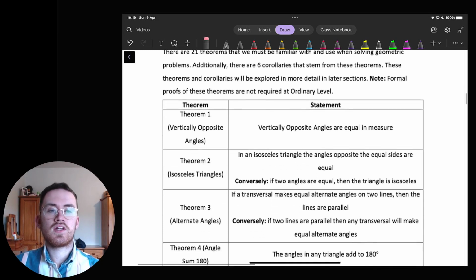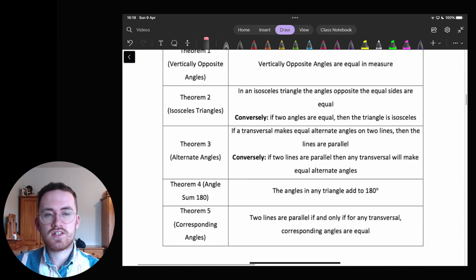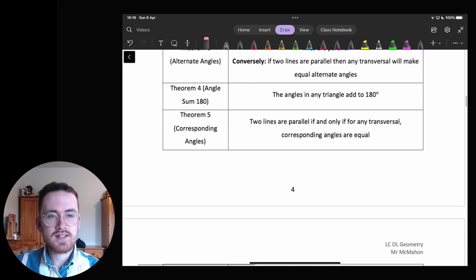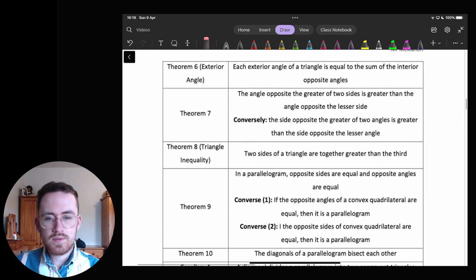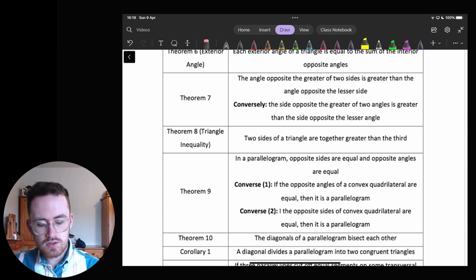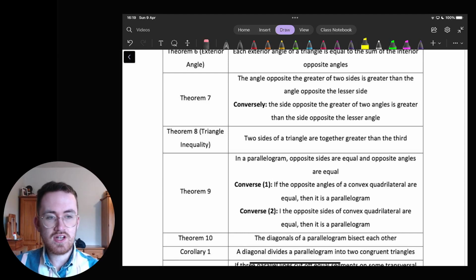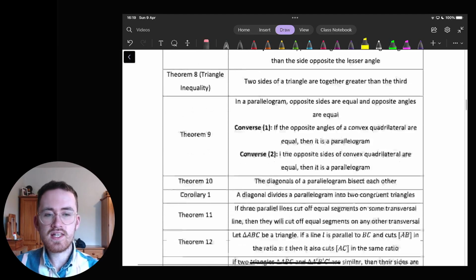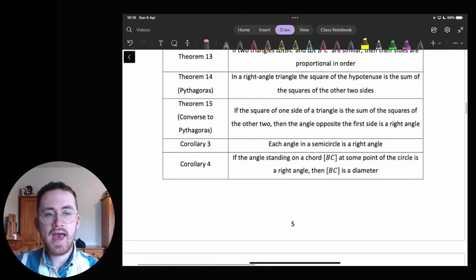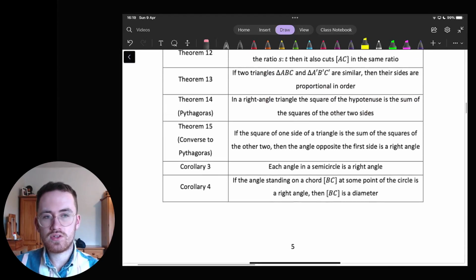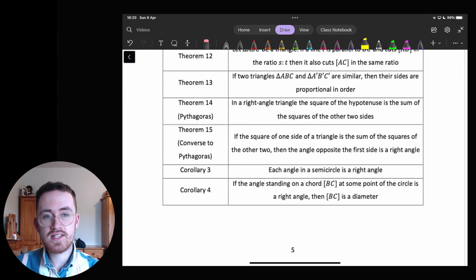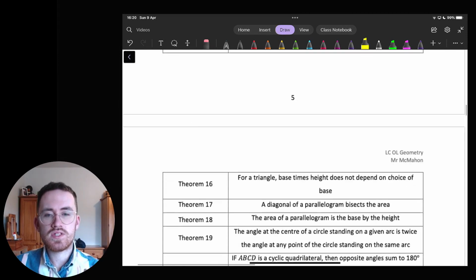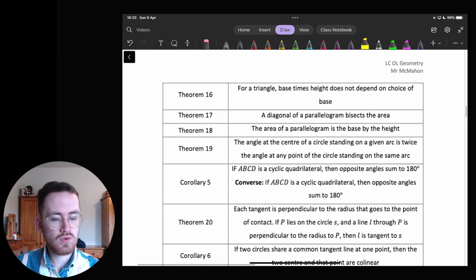The first theorem we're going to look at is vertically opposite angles. Then isosceles triangles: the angles opposite equal sides are equal. Alternate angles, and angles add up to 180 in a triangle. There are a lot of ones here that we'd be familiar with. The triangle inequality is a good one: 2 sides of a triangle together are greater than the third side. We're going to see a lot of these in later sections, but it's worthwhile having a read over these theorems for yourself. We can see theorem 14 there is Pythagoras' theorem. A lot of them are ones that you would have seen before.